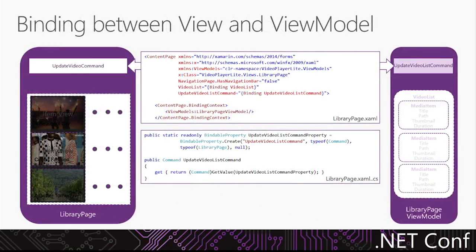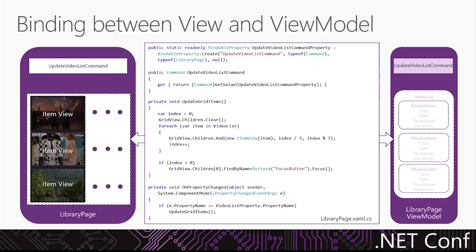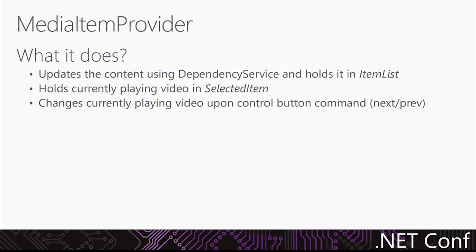So we are binding view and view model. It's a typical thing, so we'll skip that part. The important thing is the media item provider, which resides in the Forms part. What it does is update content using the dependency service and hold it in the item list. So basically it retrieves media content from the platform and saves it into the item list. It also holds the currently playing video, saves it into the selected item, and changes the current playing video upon control button. Like I said, if you hit the next button or previous button, it'll change the currently selected video.